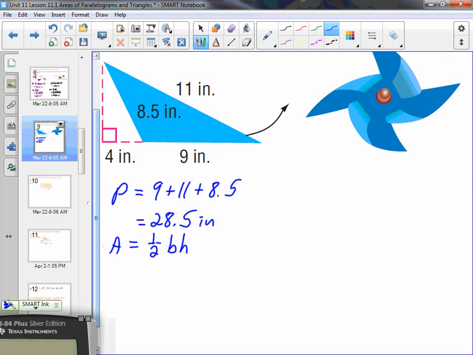What's the length of the base? Yeah, let's go with the 9. The reason I chose the 9 is because there's already a segment drawn in for us that's perpendicular to it. So that's the base. Now I've got to figure out the height, don't I? So let's call that H for height. And how am I going to get the height?